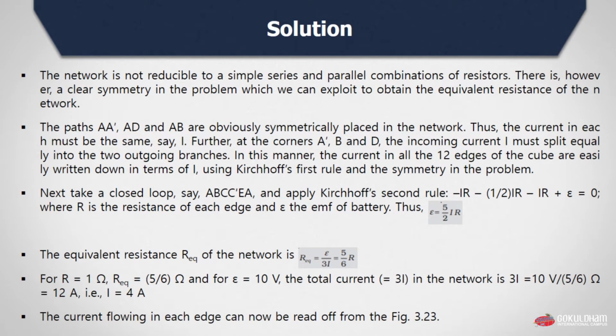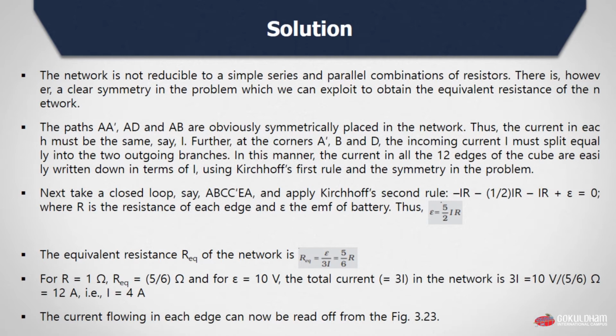As we have the value of epsilon equal to 5/2 IR, substituting that value, we get the equivalent resistance Req equals 5/6 R. For R equals 1 ohm, Req equals 5/6 ohm, and for epsilon equals 10 V, the current 3I in the network is 3I equals 10 V divided by 5/6 ohm, which equals 12 A, that is I equals 4 A, and the current flowing in each edge can now be read off from figure 3.23. So this was our solution for example 3.6.